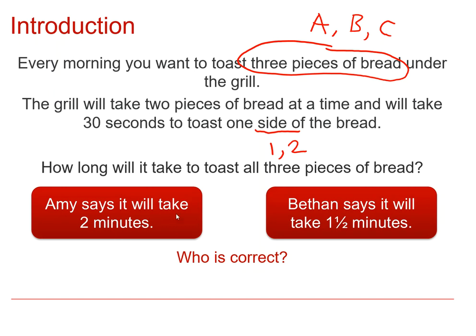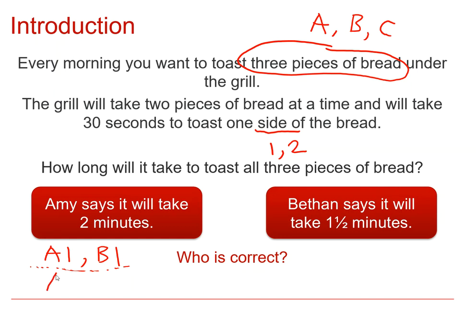And then let's think about Amy's solution firstly, because you can see why someone might jump to that conclusion. So I guess what Amy's thinking is you might take piece A and toast it on side 1, and at the same time we could take piece B and toast that on side 1. So in any row here, that can be done simultaneously, and so that will take 30 seconds. After that, you might turn those 2 slices over.